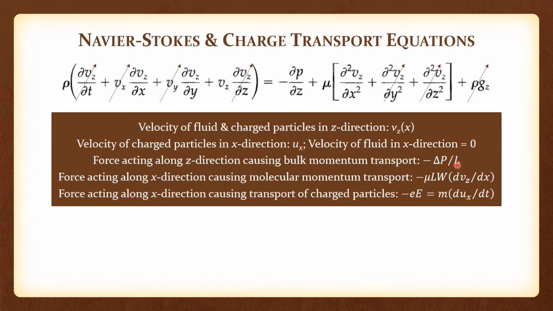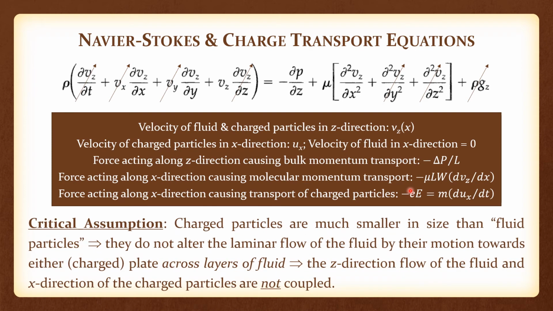Force acting along the x direction causing transport of charged particles is minus E into capital E, which is m into dux by dt. This is your velocity, this is your acceleration, sorry. So ma is given by this electric force. What is the critical assumption that is being made in writing all of these terms independent of each other?